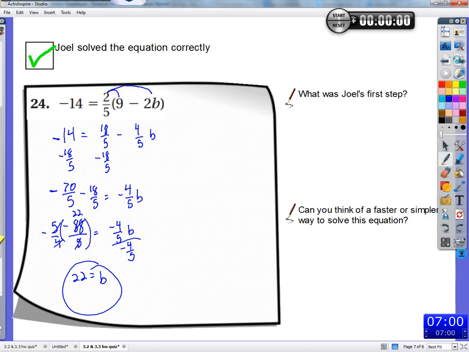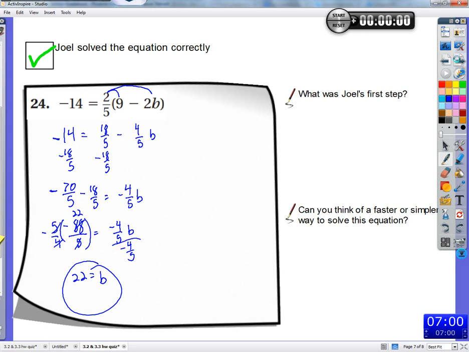Alright. So you can see by the big green check mark, this is actually an example of a correctly worked out solution. So, Joel solved the equation correctly. And what was Joel's first step?